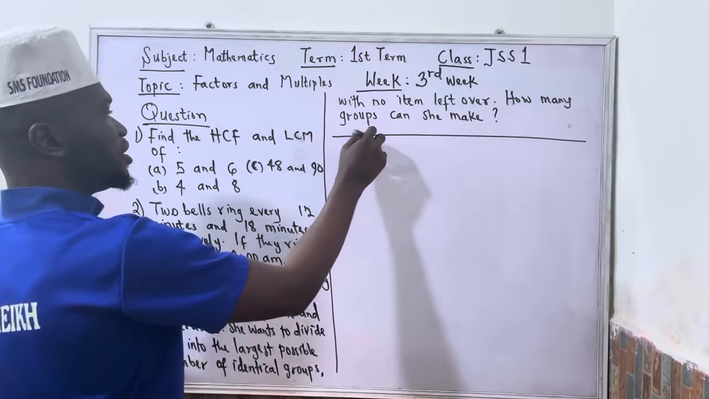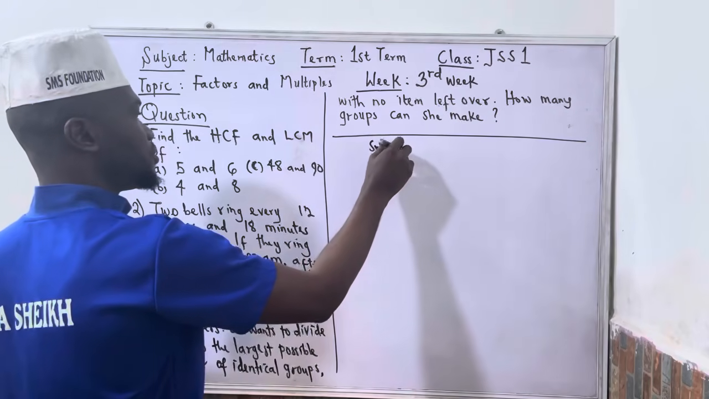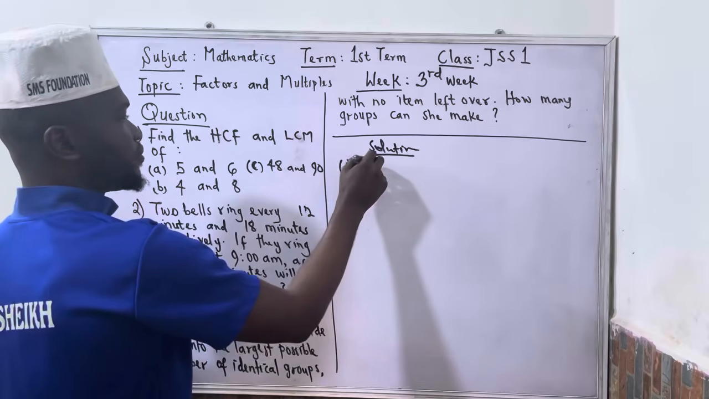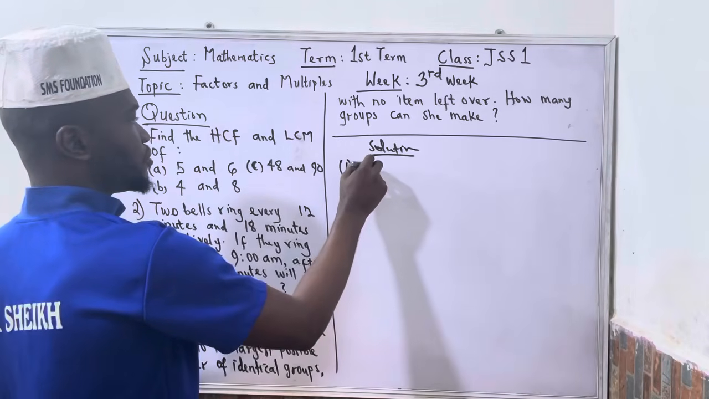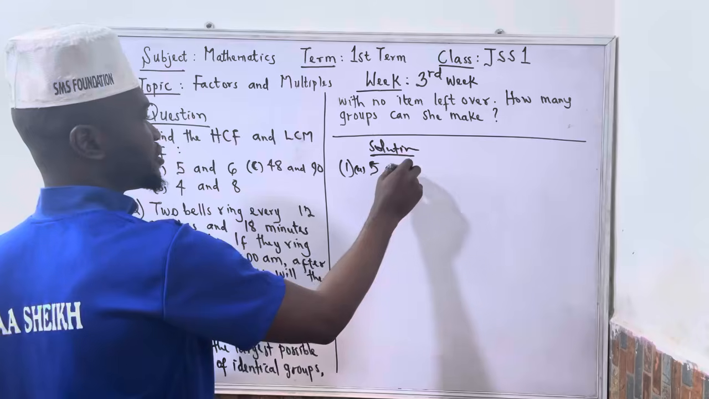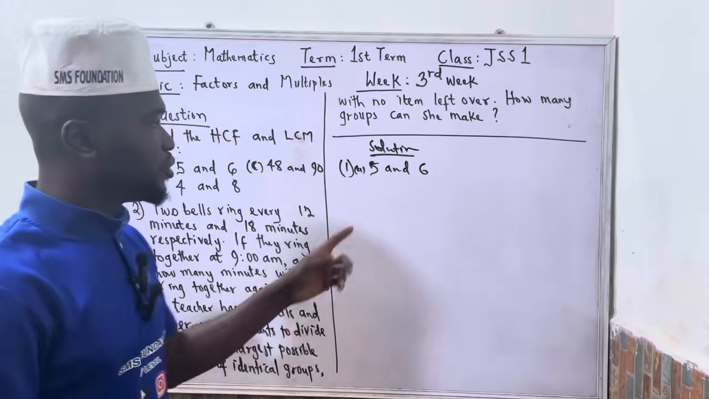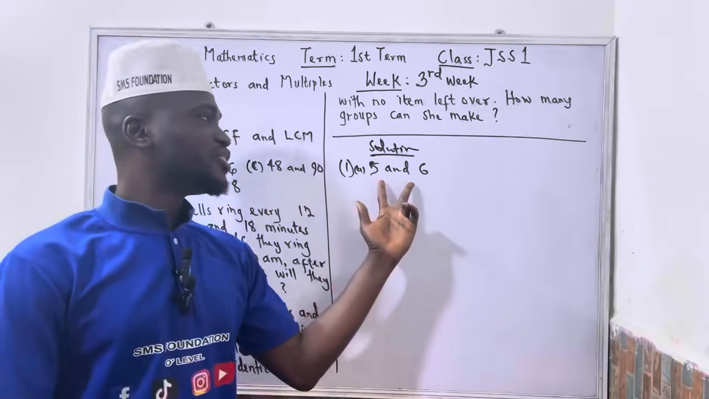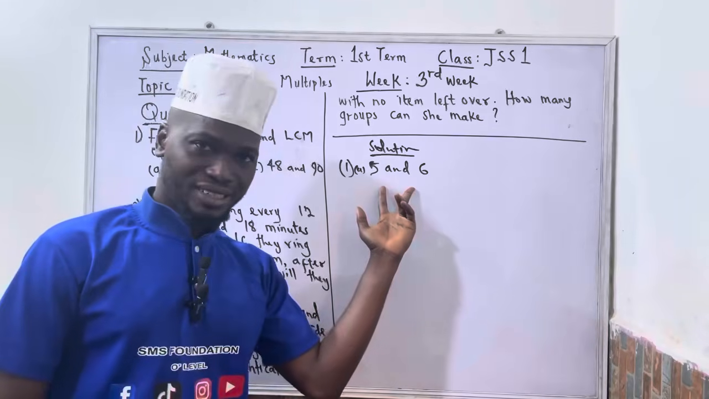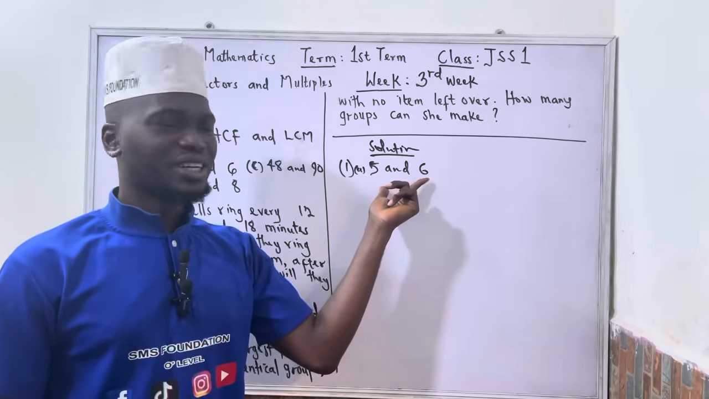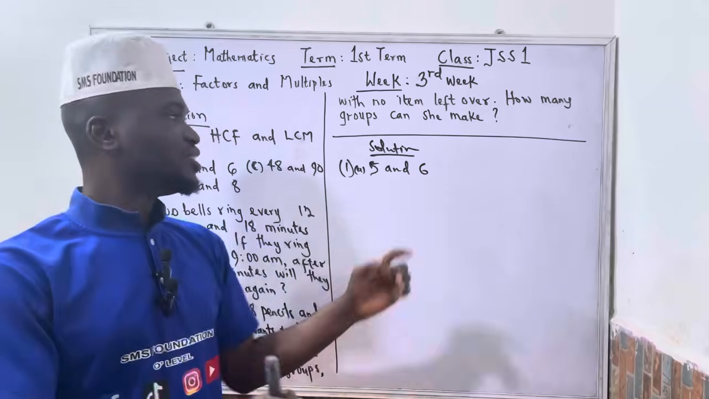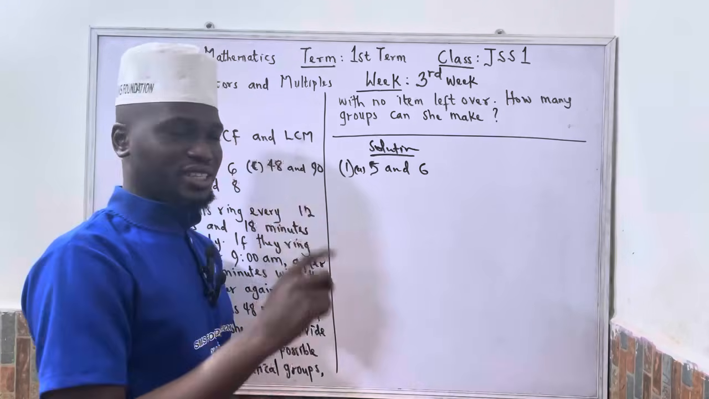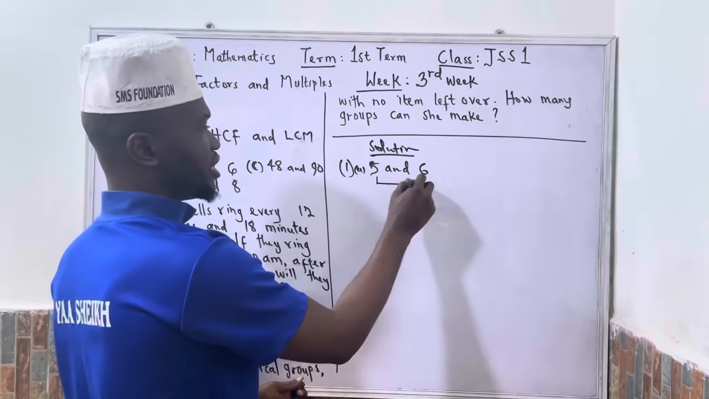So let's go for 1A first. Solution. 1A is 5 and 6. If you notice, for both 5 and 6, there is no number that can divide both of them together, no common number except 1. So it is only 1 that can divide both of them. What does that tell us? It means both of them are co-prime.